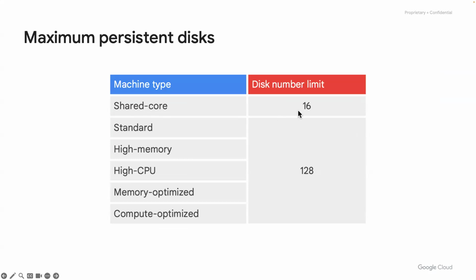Maximum persistent disks: in shared core you can add 60, and in all other machine types you can add up to 128. This number, okay. One disk size is 63 terabytes. So imagine 63 times 128, how much it is? Too large. That much is not required in a VM.